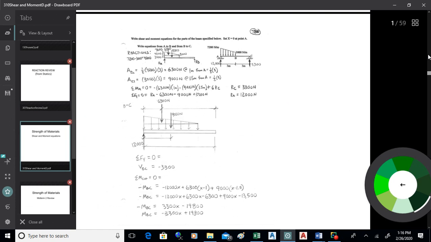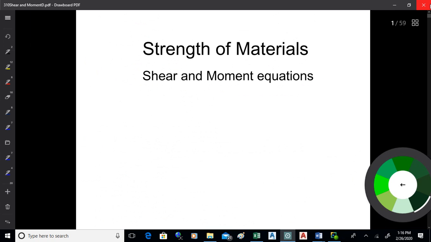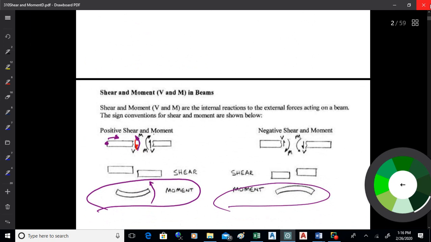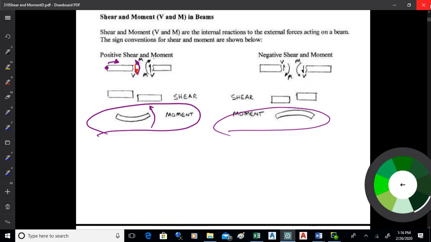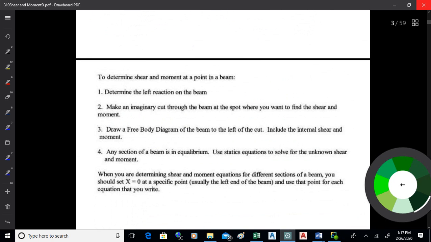Our goal here is to know what's going on inside the beam now. That's what we do in strengths. We go inside of things. So we are going to start at one side of a beam and work our way over. Generally speaking, you start at the left and work to the right. You have to know the reactions before you do this. So the first step is to find the reactions, at least the reaction on the left side of the beam. Then you make a cut through the beam at the spot where you want to find the internal shear and moment. Draw up a free body diagram and then write equilibrium equations.